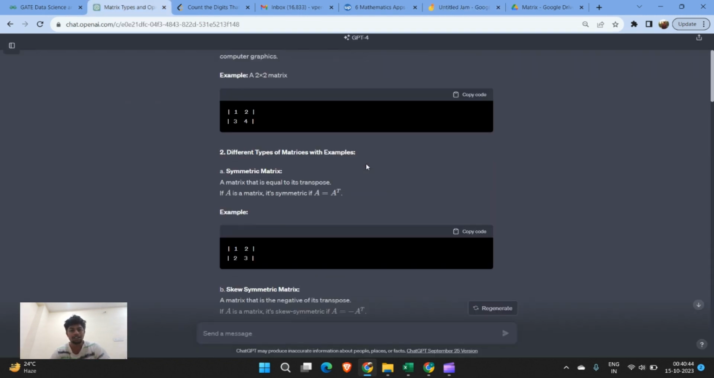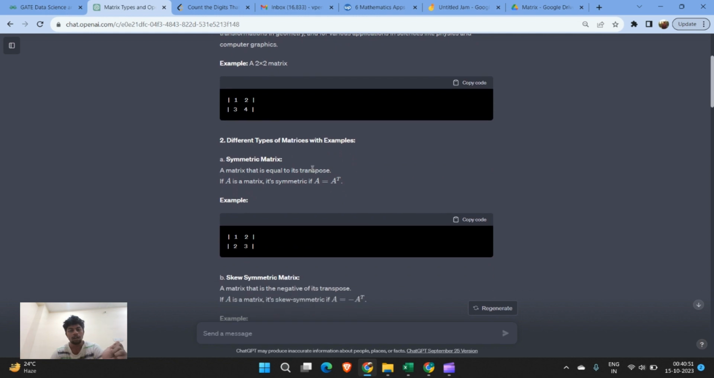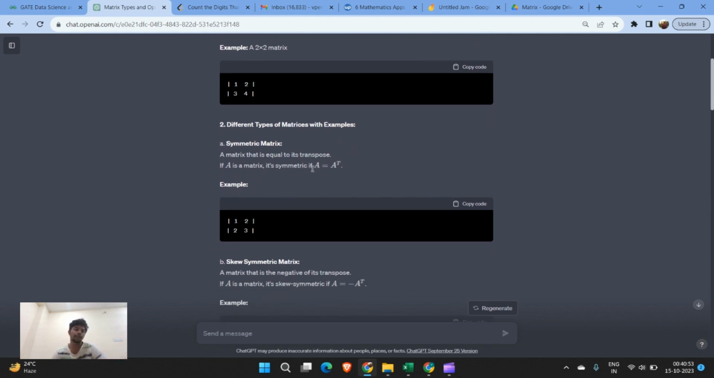So let's understand. I already told you what a matrix is: an arrangement of elements in rows and columns. Different types of matrices are available. One is the symmetric matrix, and before going to symmetric or non-symmetric matrices, you have to understand what the transpose of a matrix is and how these things are going to be useful.